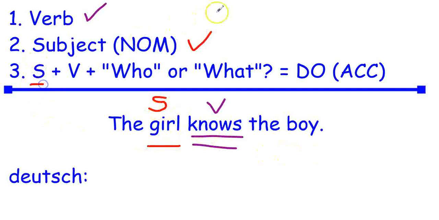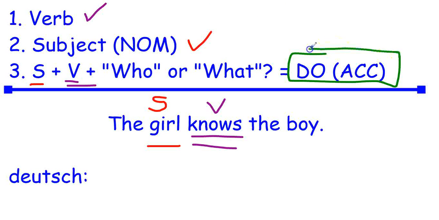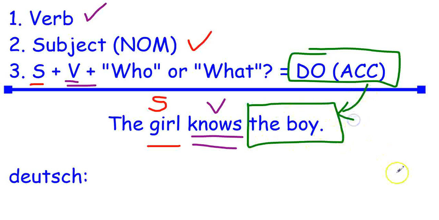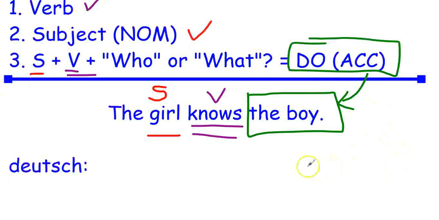Now I can simply plug and chug into this equation to figure out what my direct object is going to be. So I can take the subject, girl knows who or what. The girl knows who or what. The girl knows the boy. The boy is the direct object of this sentence. In German, that means it would be the accusative case.